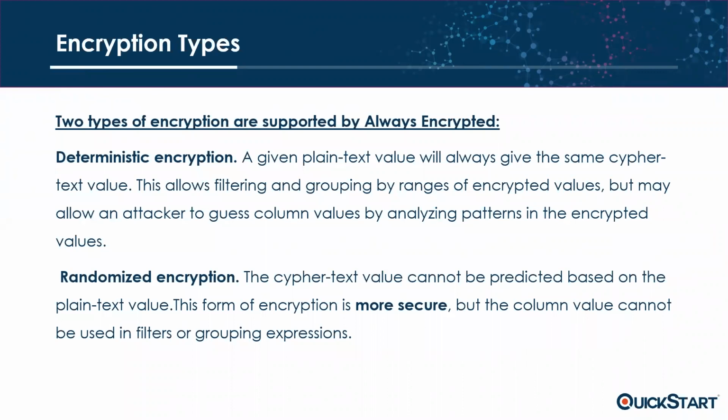If you really want to be more secure, you would go with the second option, which is randomized encryption. In randomized encryption, the ciphertext value cannot be predicted based on a plain text value. So this form of encryption is definitely more secure, but the column value cannot be used in filters or grouping expressions while writing queries. Why? Because every time it's a different algorithm to decrypt the data. So this would be something like a social security number, which you're not always using to query, but is stored and protected in one of the columns in your table inside your database. So remember, when you turn on Always Encrypted on a particular column, you will be making a decision on whether deterministic or randomized. You will see this when I give you the demonstration, how there is a choice between these two options. Okay?